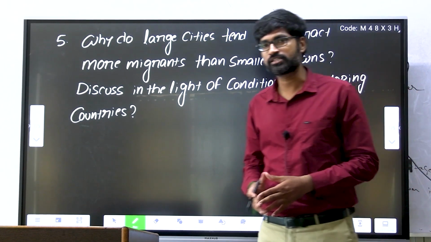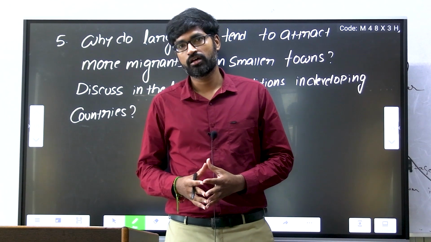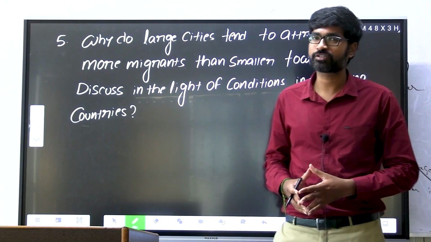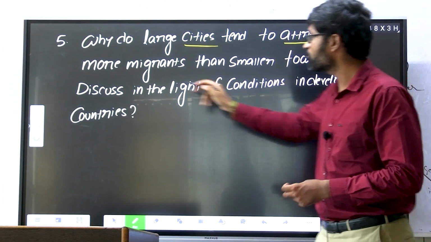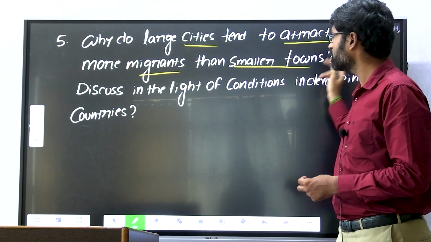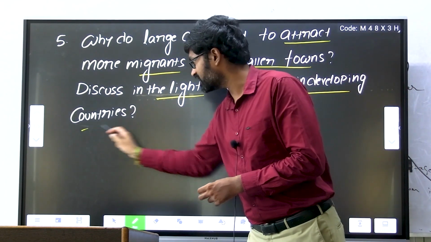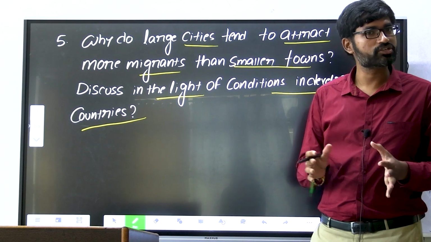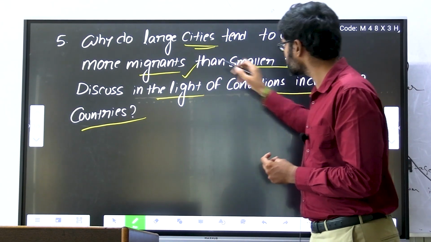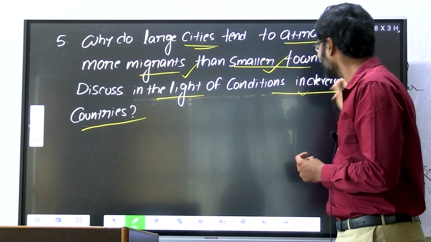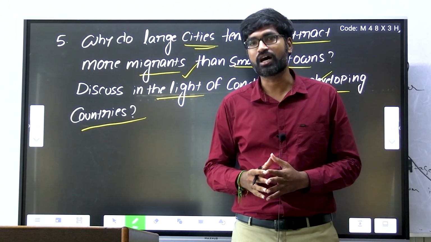As part of Vivarana series, the next question is from the Indian society part. The question that has been asked is, why do large cities tend to attract more migrants than smaller towns? Discuss in the light of conditions in the developing countries. So the keywords mentioned in this question are large cities tend to attract more migrants than smaller towns. In the developing countries, what are the conditions which are attracting them to the larger cities?